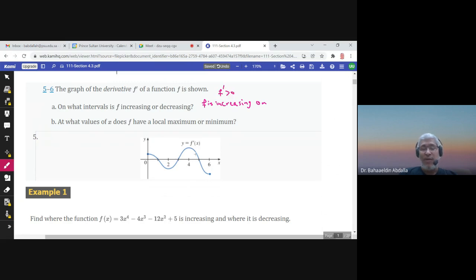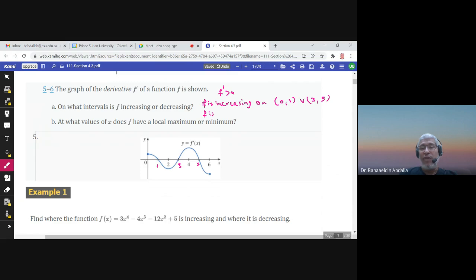This is the graph of f prime. On the intervals in which the graph is above the x-axis, y is positive. From 0 to 1, the graph is above the x-axis, so f prime is positive, so f is increasing. From 3 to 5, the graph is also above the x-axis, so f prime is positive, so f is increasing. These are the intervals on which f is increasing.